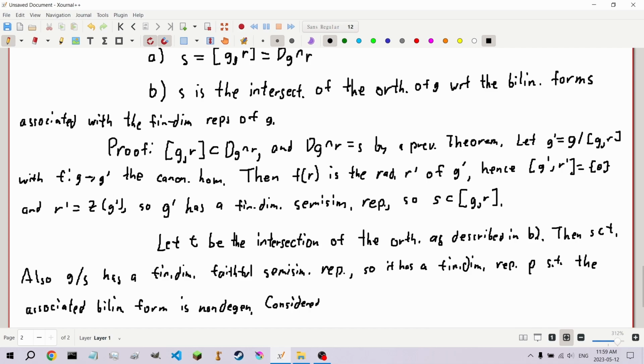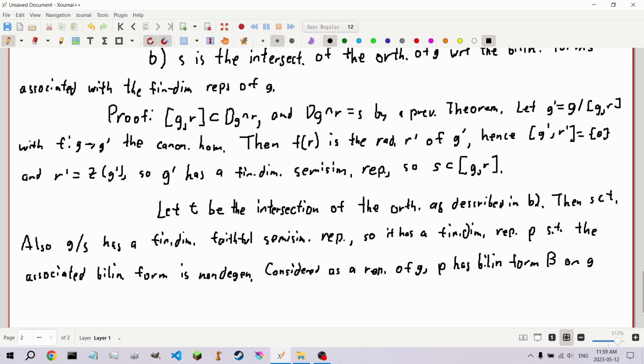Considered as a representation of G, rho has an associated bilinear form beta on G, and the orthogonal of G with respect to beta is S. So T has to be included inside of S. And we're done.